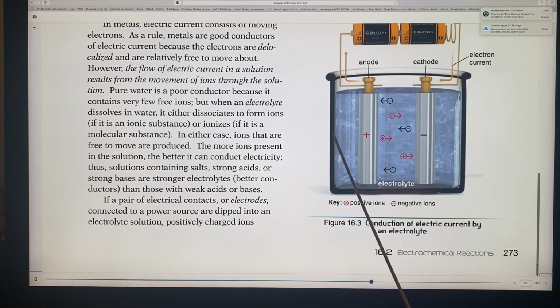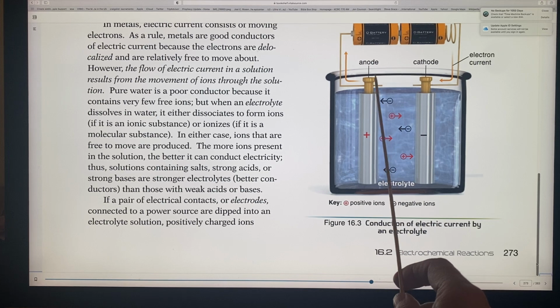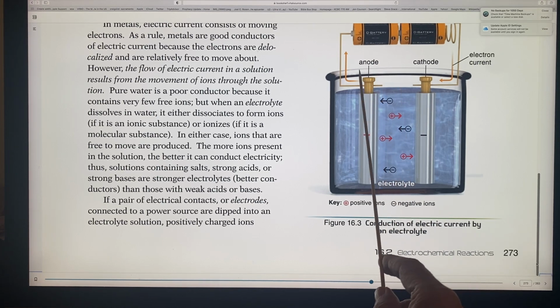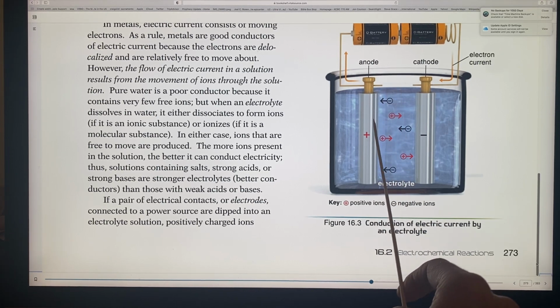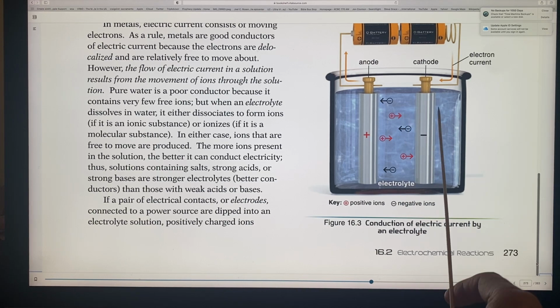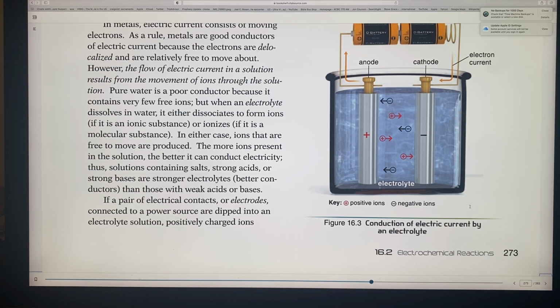So we have electrolyte solution here. Here's the electrolytes. And of course, the anode is positive because the anode draws the negative. Anode means negative wants to go there, so it must be positive. And the cathode must be negative because the positive electrolyte wants to go there. And that's the basic way why electrolytes will carry electric current through it.